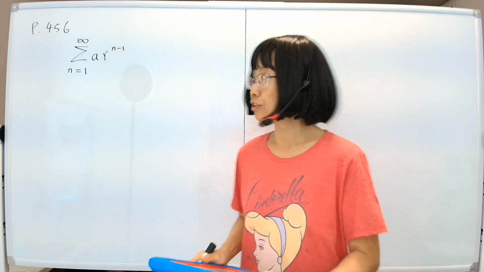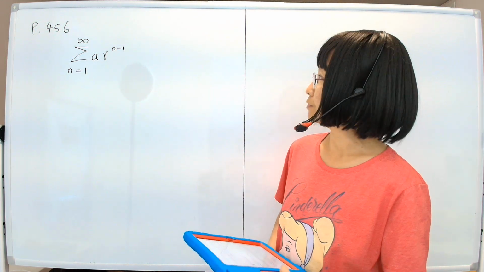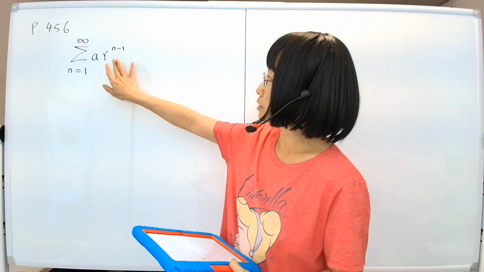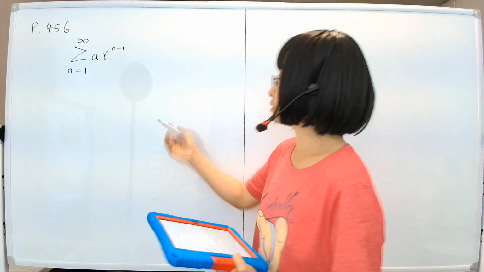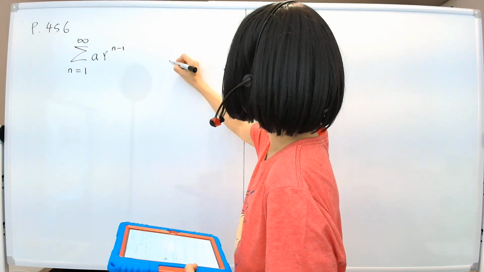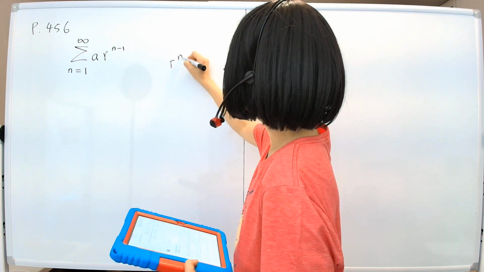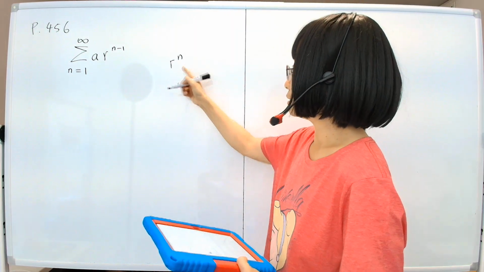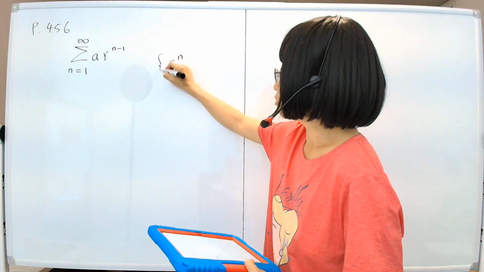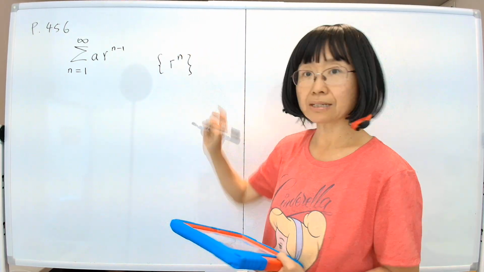Next, let's talk about the geometric series on page 456. Now, the geometric sequence was mentioned in the previous section, something that looks like this: r to the power, say, n. As n goes to infinity, this particular sequence will converge if r is less than 1.